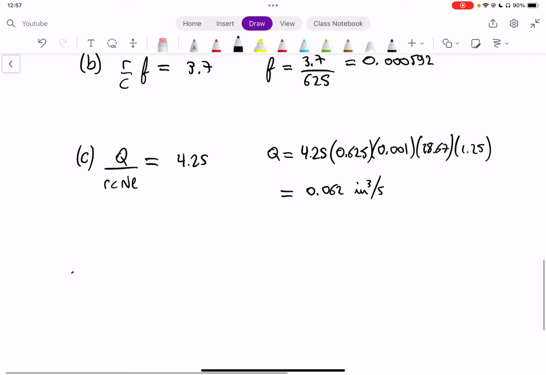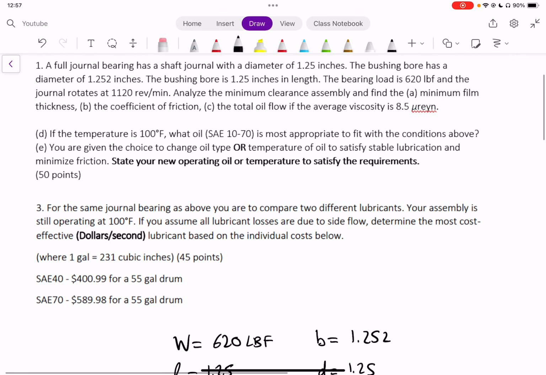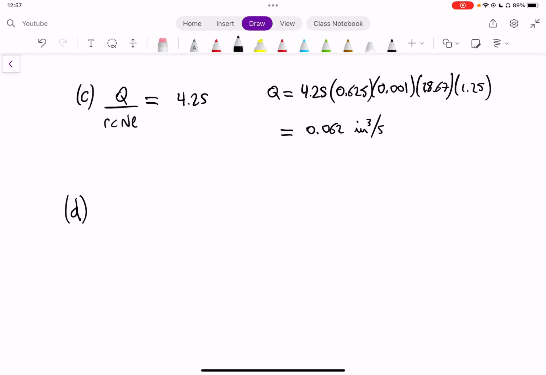Then part D, we're told that we have to find the oil. So if the temperature is 100 degrees Fahrenheit, what oil is most appropriate to fit the conditions above? Okay, so what we're going to do is we're going to go to our oil chart.